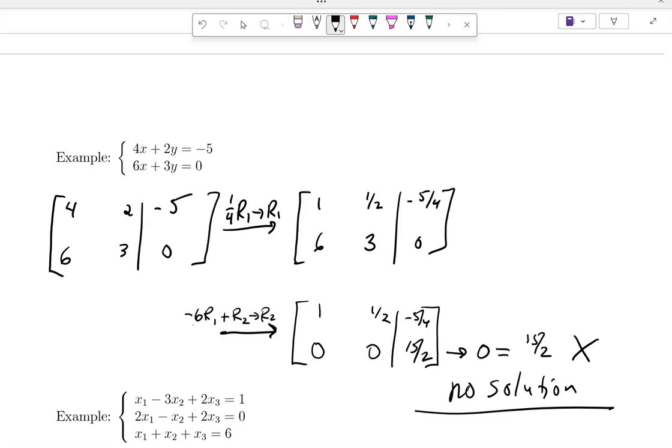We'll do more examples of this next time. We'll do some 3 equations and 3 unknowns. And then we'll also get into doing some algebra with matrices. So that's Monday. Remember, no class Friday.